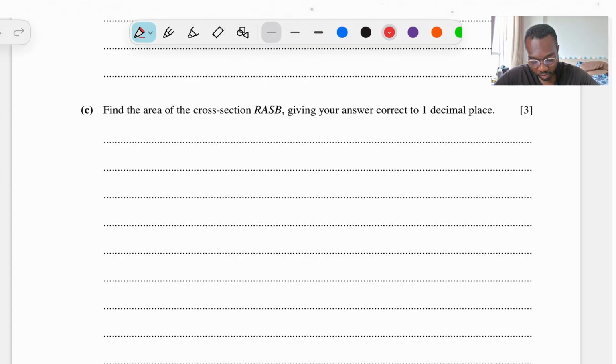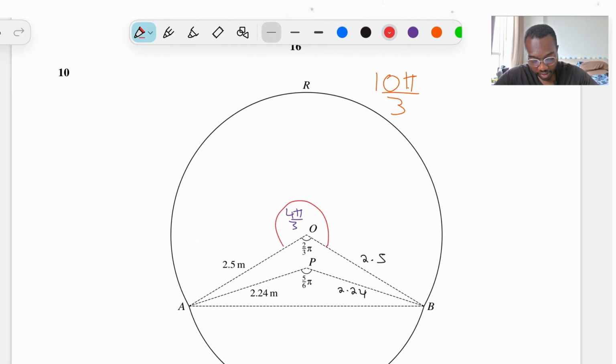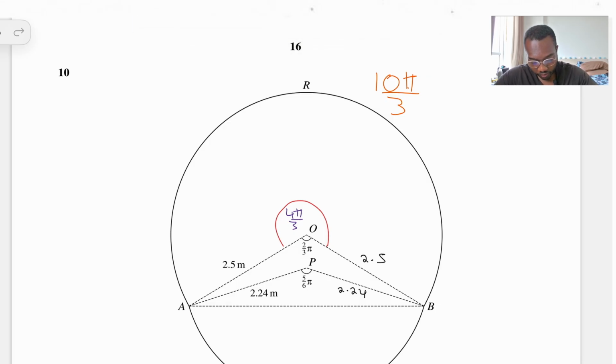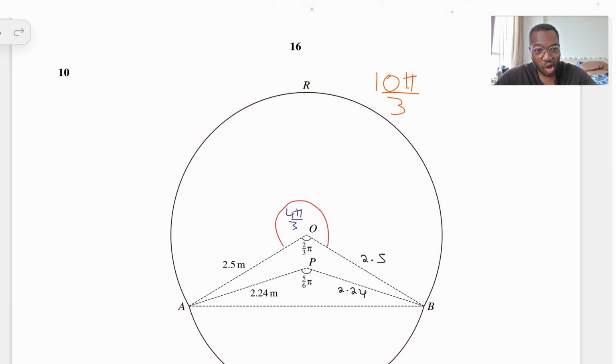So for part C, we need to find the area of the cross section RASB, given our answer is correct to one decimal place. So we want to find now the area of RASB. And at first glance, you may be like, what do we have to do? Because that is all of this. How do we look at the area of all of this? Remember that it's just an arc, effectively. It's just a bit of an odd shape.